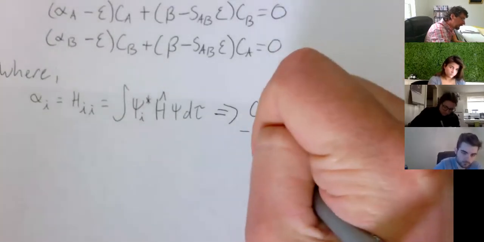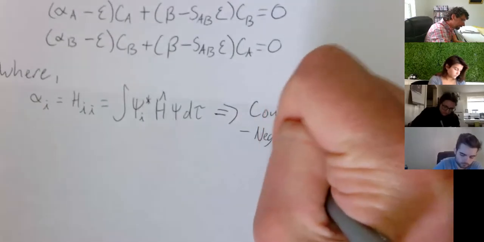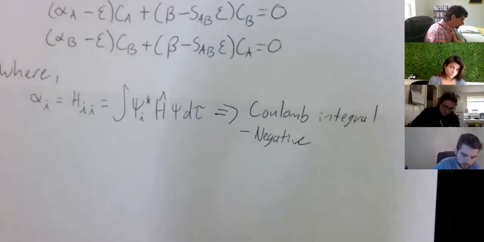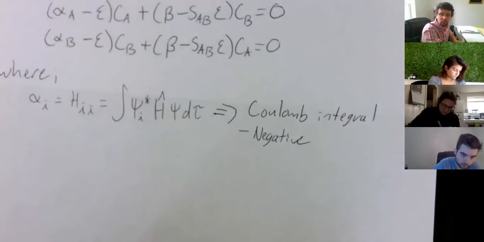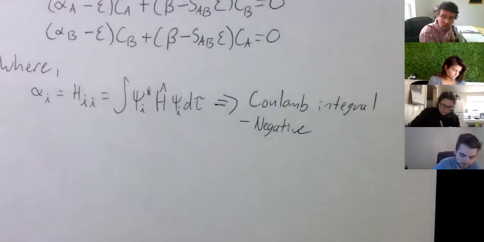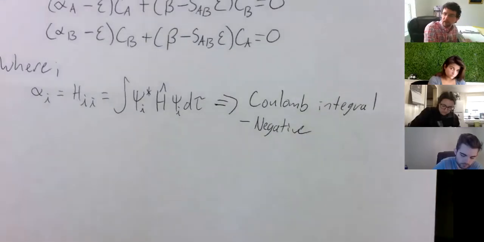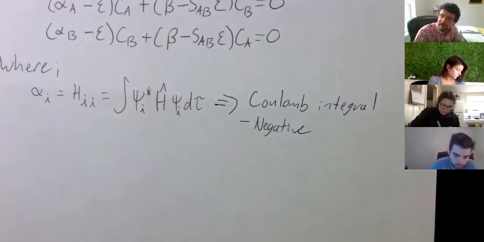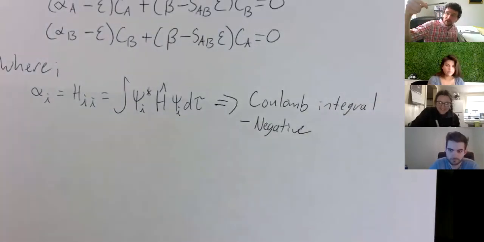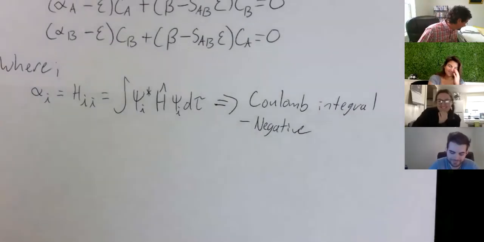And it's usually negative. Should the other psi be psi I? Oh yeah, it should be a psi I. So this Coulomb integral is usually negative. What does that mean? Is it energy raising or energy lowering? Lowering. Negative usually means lower in energy.